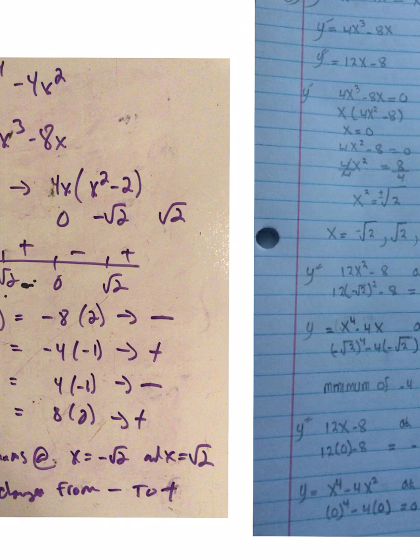So that tells me the function is decreasing from negative infinity to negative root 2. Then it changes to an increasing function. So that means it's a minimum. You can talk about changing signs too. That works also. So I know that's a minimum. And I see the same thing happens at positive root 2. And because it's changing from an increasing function to a decreasing function at 0, I know that's going to be a maximum. And then I find those values.